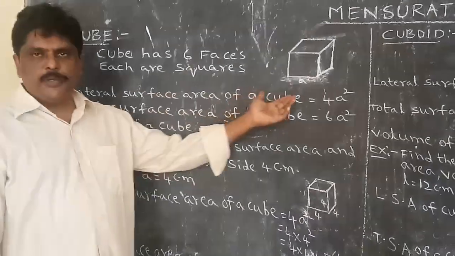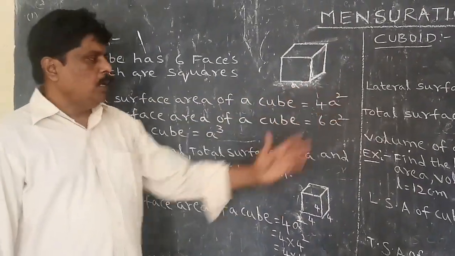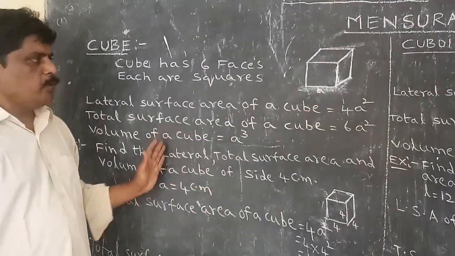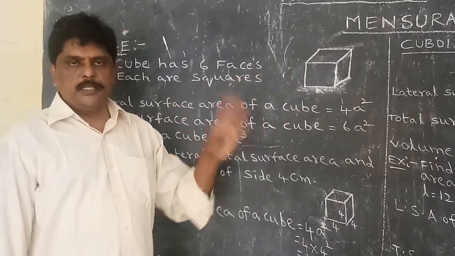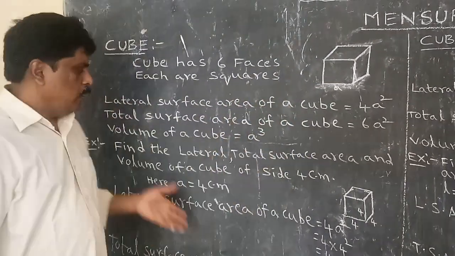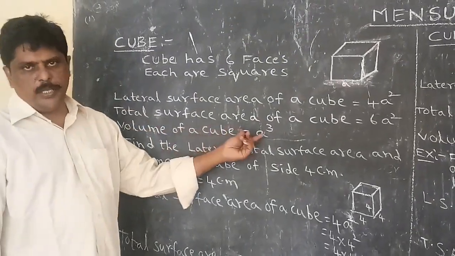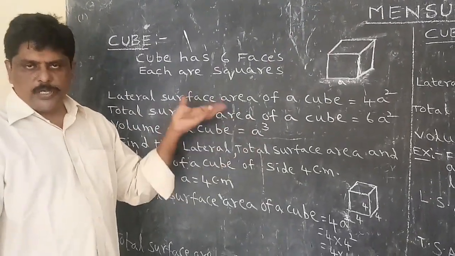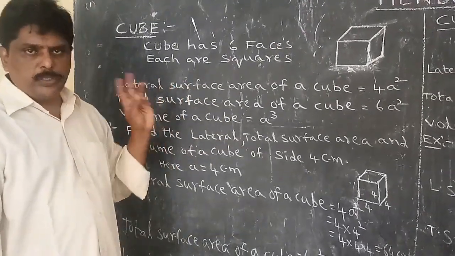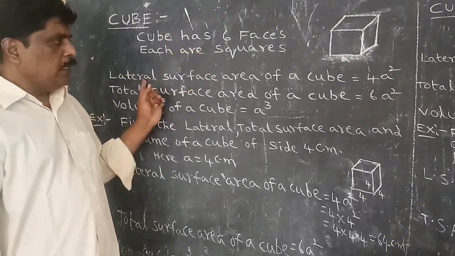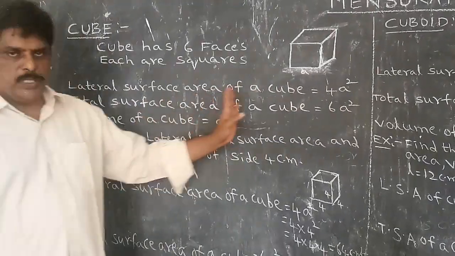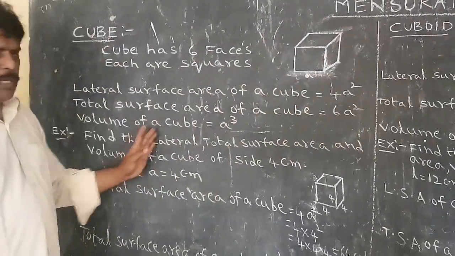Lateral surface area of a cube formula is 4a square, and total surface area of a cube is 6a square, and volume of a cube is length into breadth into height. Length is a, breadth is a, and height is a, so a into a into a is a cube. So our volume of a cube formula is a cube. All of you understand or not? You have to learn 3 formulas here for the cube: lateral surface area of a cube is 4a square, total surface area of a cube is 6a square, and volume of a cube is a cube.